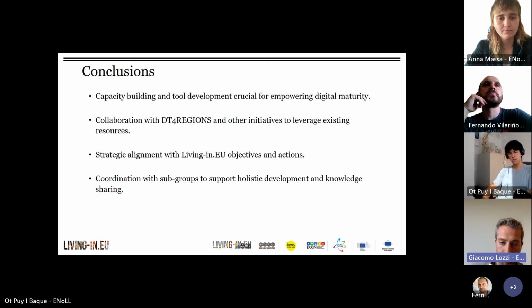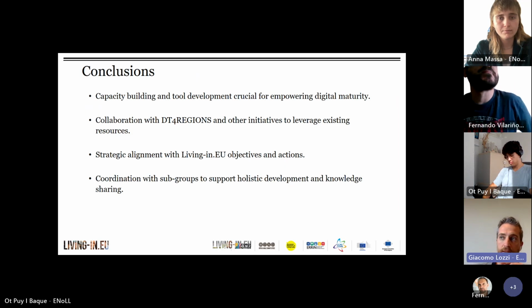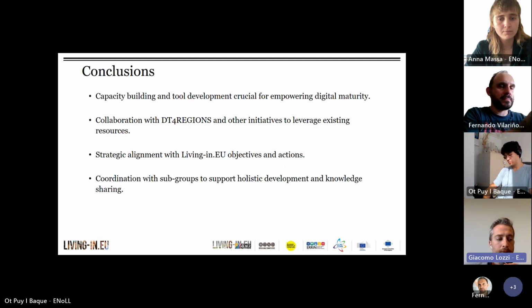And what we are doing is to coordinate with the other subgroups to support a holistic development and knowledge sharing, in the sense that we can address, for example, the aspect of digital twins, as I said, from a capacity building perspective, but then we have to consider technical, legal, financial aspects, etc. So we really want to empower public authorities to consider all these aspects when it comes to the uptake of the solutions.